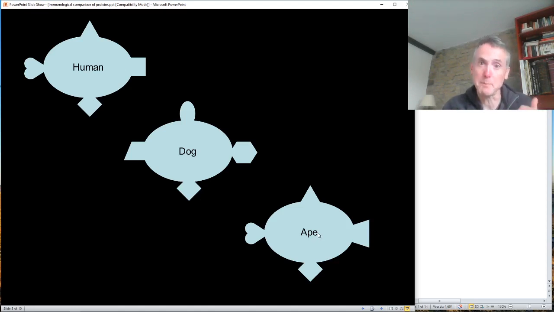Crucially, we can't see proteins. Microscopes are not powerful enough. So we need to develop a way of measuring the shape of a protein without seeing the protein. Okay, and this is where we use our knowledge of immunology.